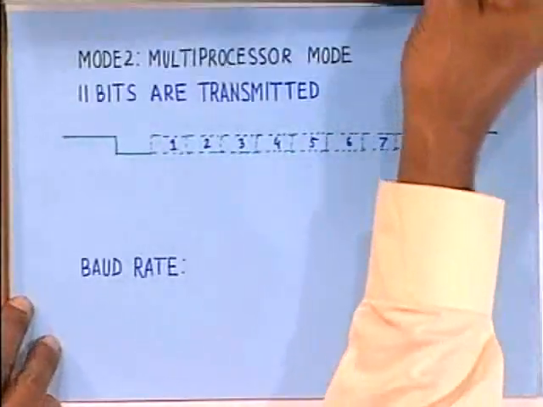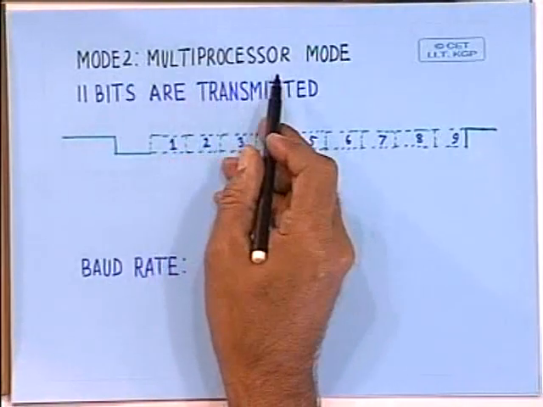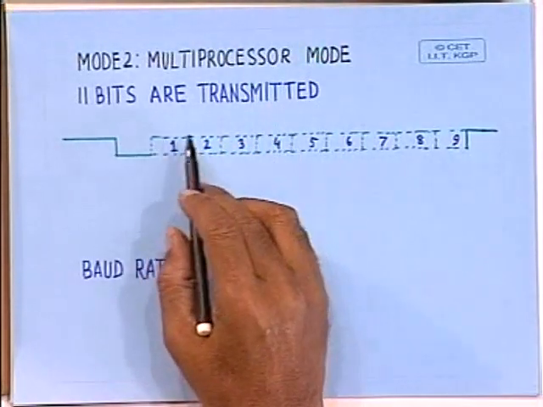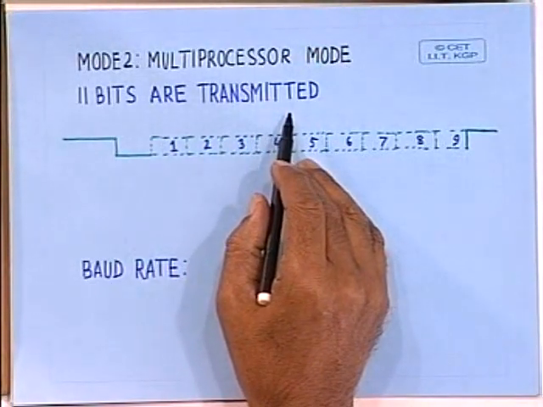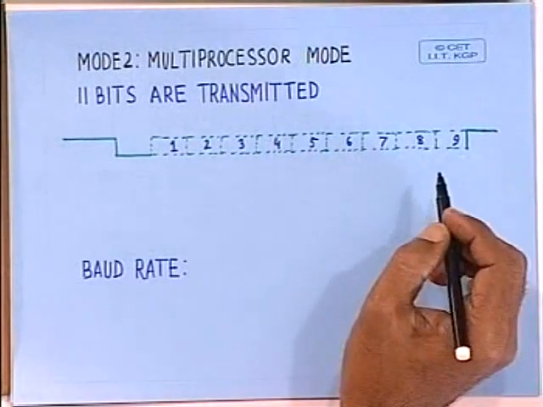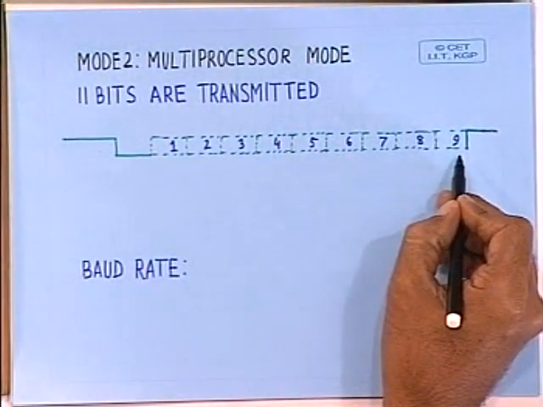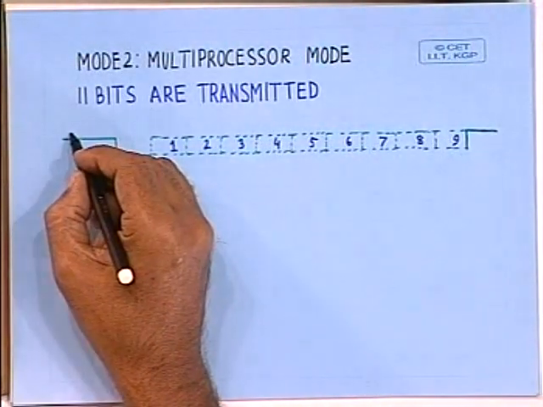Now let us switch gear and consider mode 2, which is a multiprocessor mode. In this particular mode, 11 bits are transmitted. This is the main difference. Earlier you sent 10 bits, but here you are sending 11 bits of data.